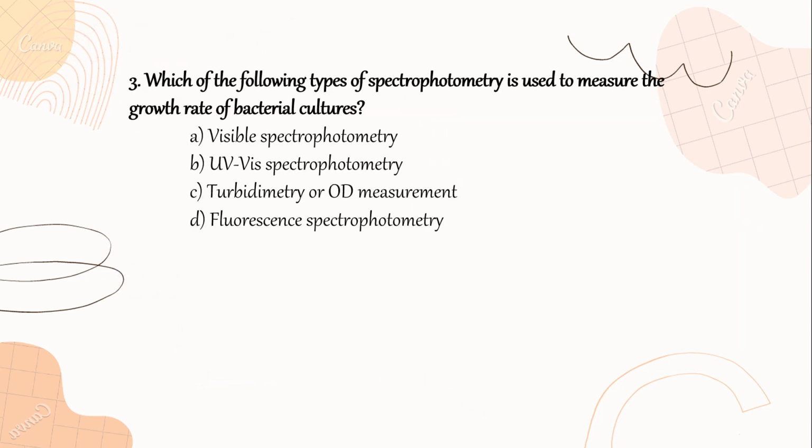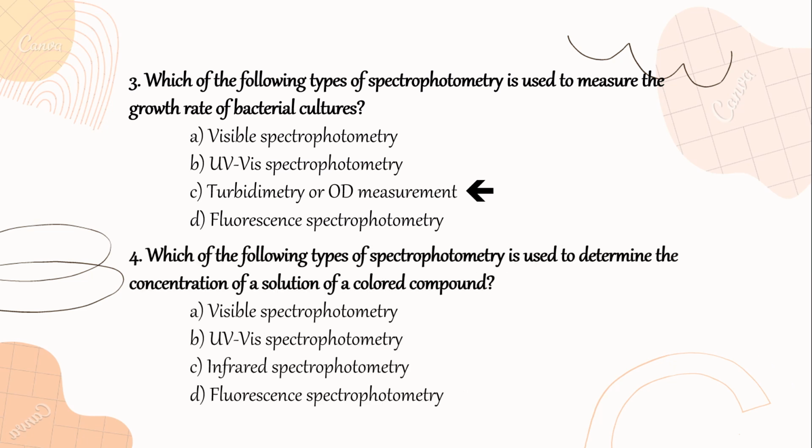Number 3. Which of the following types of spectrophotometry is used to measure the growth rate of bacterial cultures? A. Visible spectrophotometry. B. UV visible spectrophotometry. C. Turbidometry or OD measurement. D. Fluorescence spectrophotometry. The correct answer is C. Turbidometry or OD measurement.